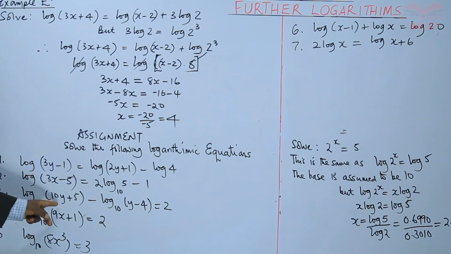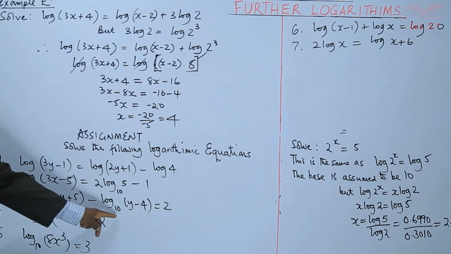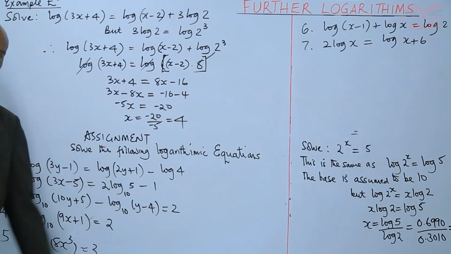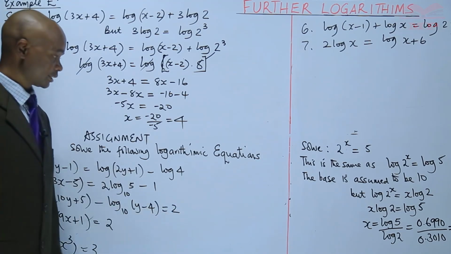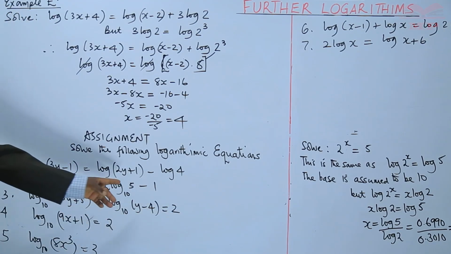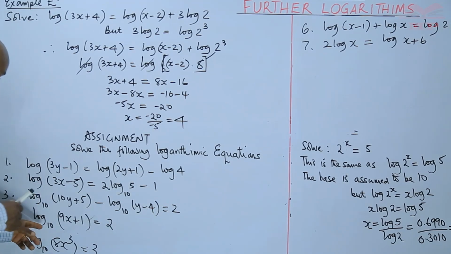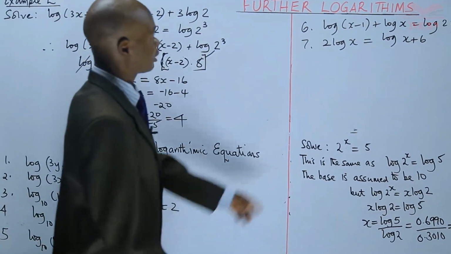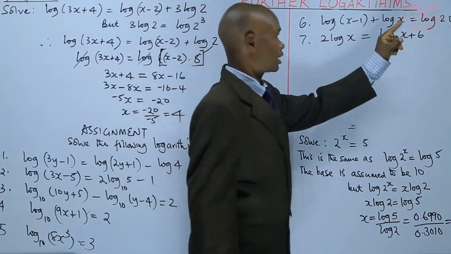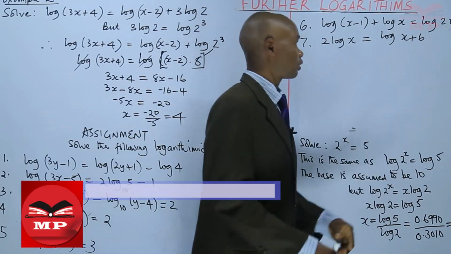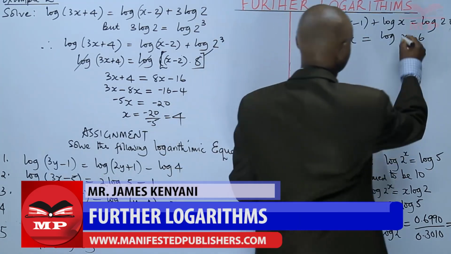3: log base 10 of 10y plus 5, subtract log to the base 10 of y minus 4 is 2. So here they have brought it out. These should be written in the form log base 10 is equal to something. Here it was log base 10 of 10, so this is like log 10. You'll have to change that. 4: log base 10 of 9x plus 1 is 2. 5: log base 10 of 8x cubed is 3. 6: log of x minus 1 plus log x is equal to log 20. 7: 2 log x is equal to log of x plus 6.